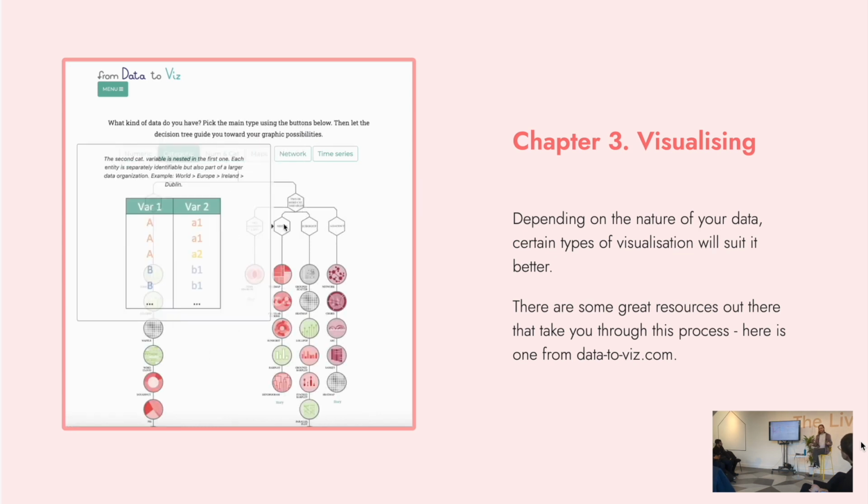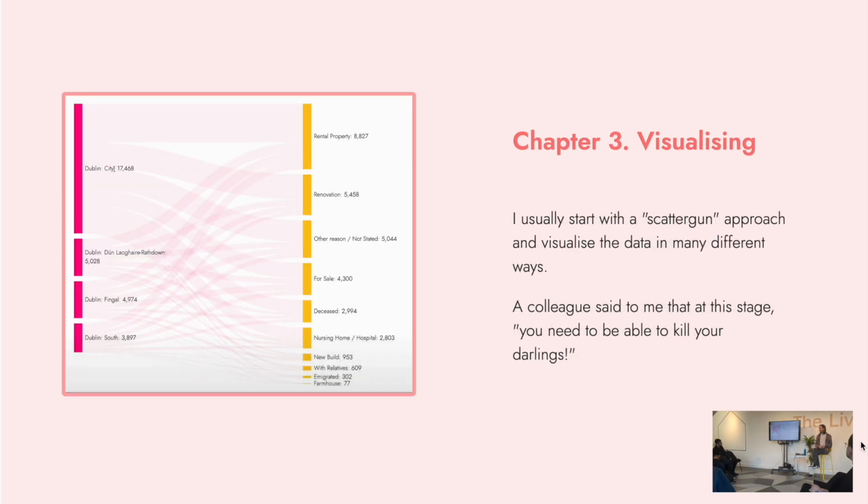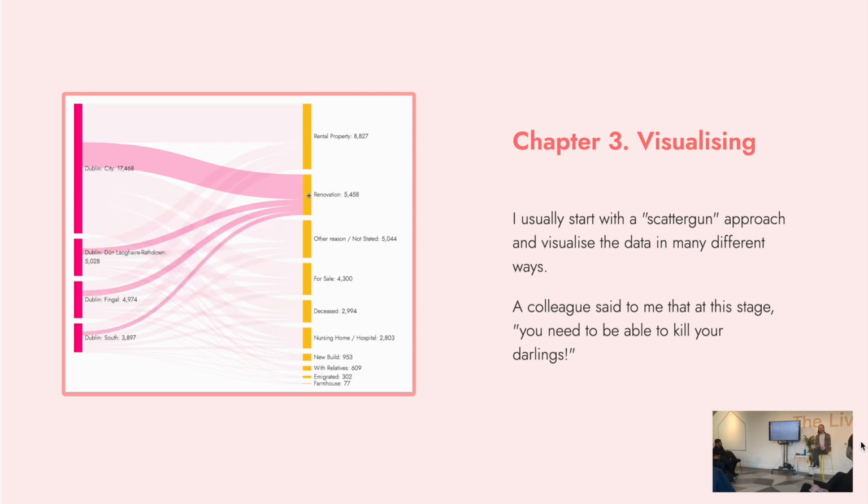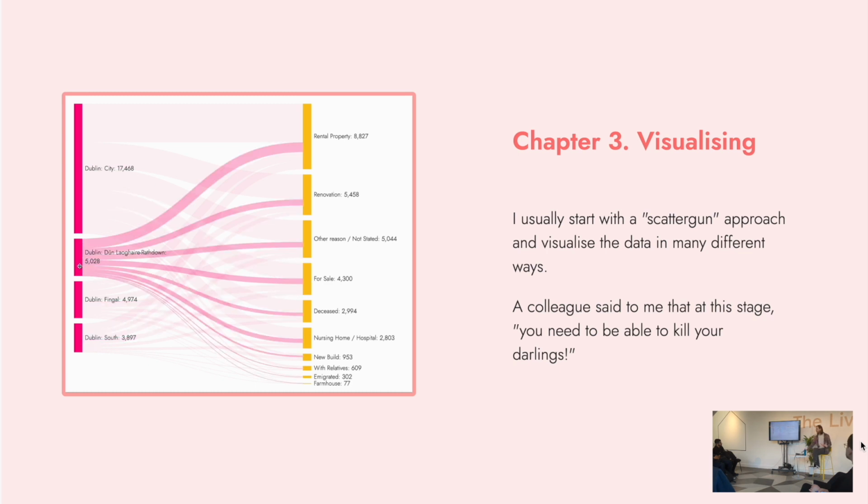But what I do at the start is I just scattergun my way through the whole thing. A colleague of mine used to always say, you need to be willing to kill your darlings, which sounds very mean and awful. But what it really means is not to get too attached to your early pieces. So I started playing around with a few different things.